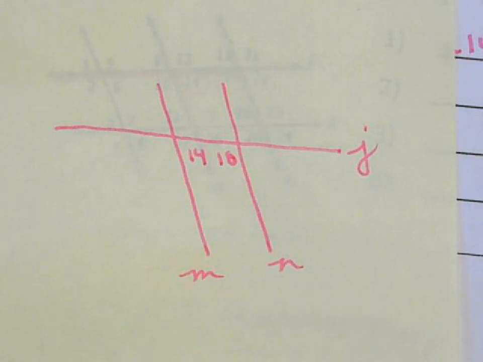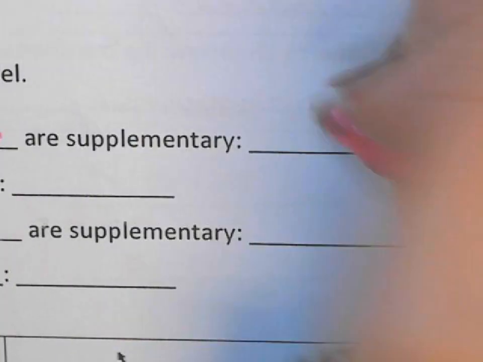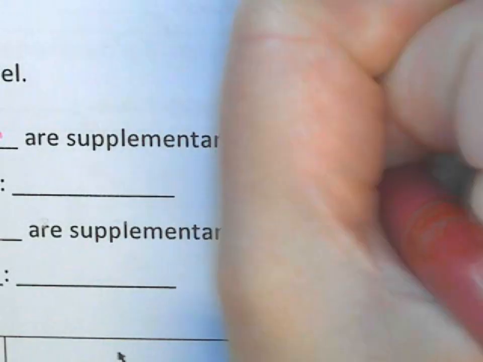The angles are going to add up to 180, but there's something more. Go ahead. What lines are parallel? What two lines? M and N are parallel. So the way I'm going to write this is I'm going to write that they're supplementary. M is parallel to N.